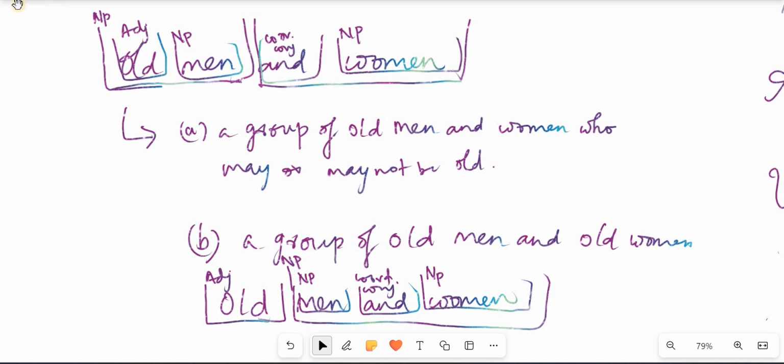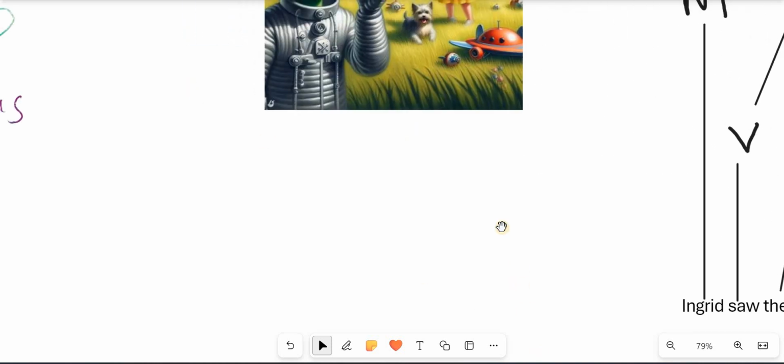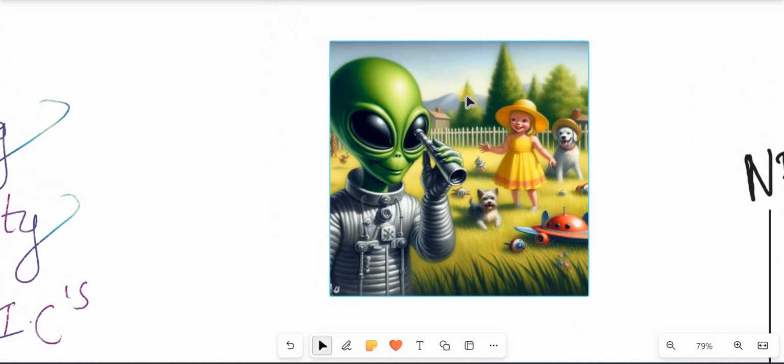Now let's take the sentence, Ingrid saw the Martian with a telescope. Ingrid here is a young girl. Now, Ingrid saw the Martian. Martian is a person who lives in Mars, right? An alien with a telescope. Now, when you analyze this sentence, it can either mean that the young girl Ingrid saw a Martian with a telescope. So here the Martian is carrying the telescope.